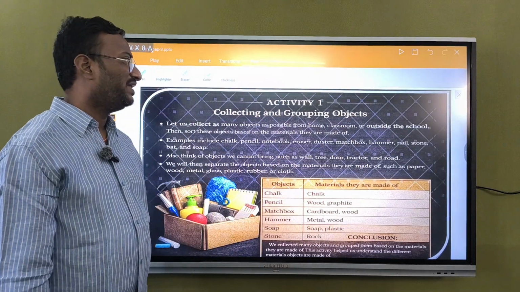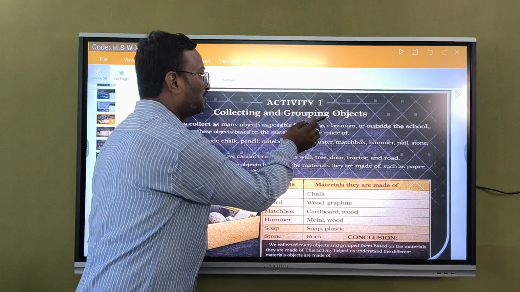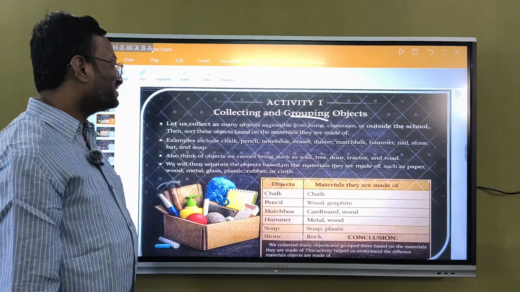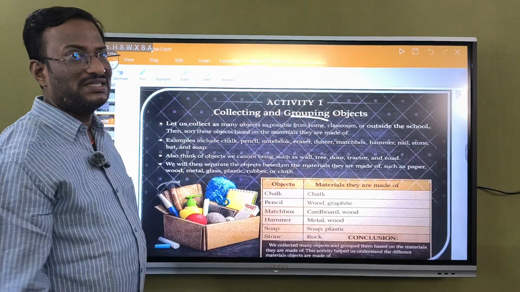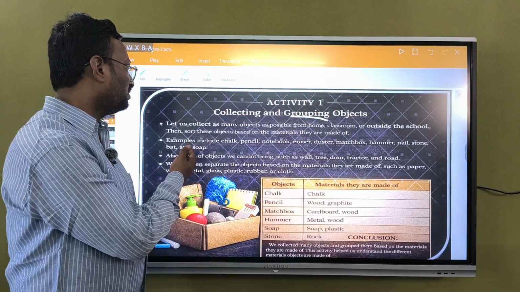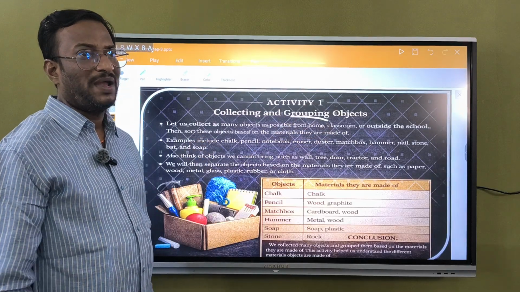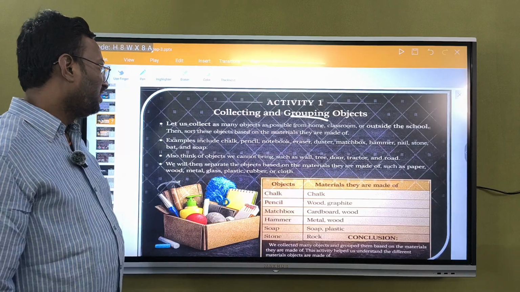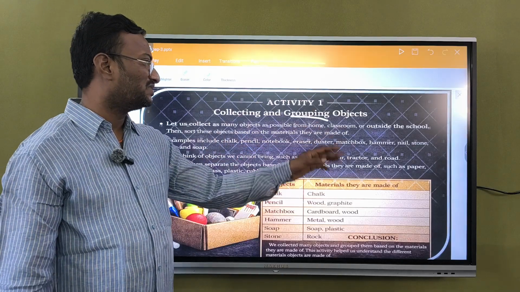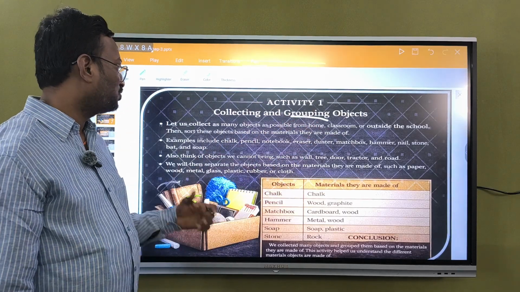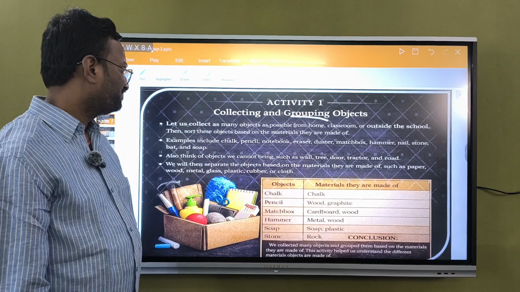Let us go for one activity. In order to understand objects, let us collect and group them. Let us collect as many objects as possible from home, classroom or outside the school. Then sort these objects based on the materials they are made of. Sorting means grouping those objects. Examples include chalk, pencil, notebook, eraser, duster, matchbox, hammer, nail, stone, bat and soap. Likewise, we are going to get different things.